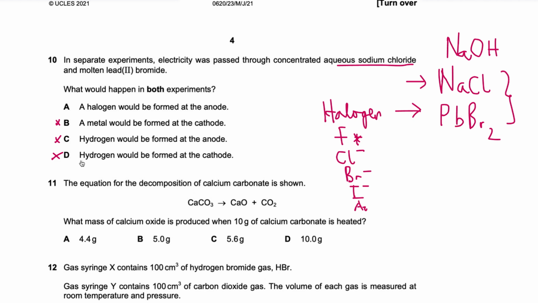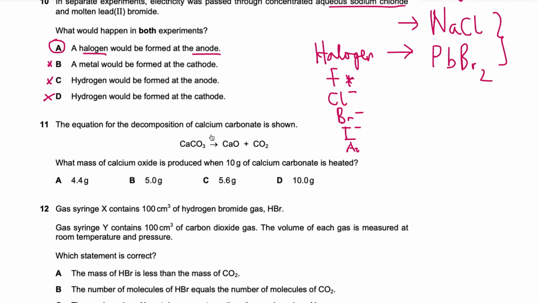So in this case, this one is wrong because both of them are not. But if you look at A, both of them at the anode will be halogen. They did just say chlorine. The first one, chlorine, will be at the anode. The second one, bromine, will be at the anode. So they are called halogens. So that's the most correct answer.